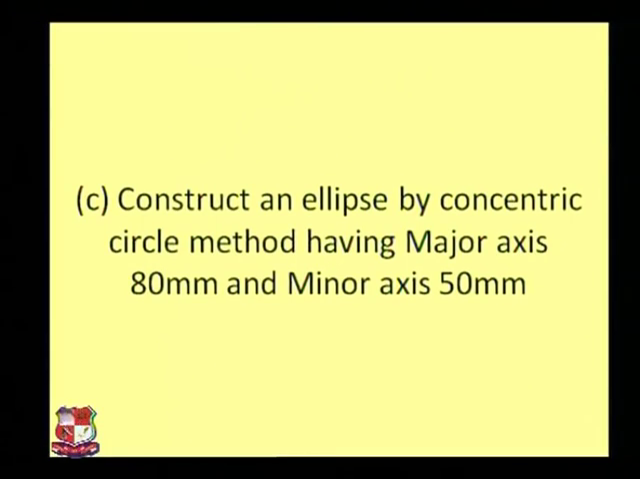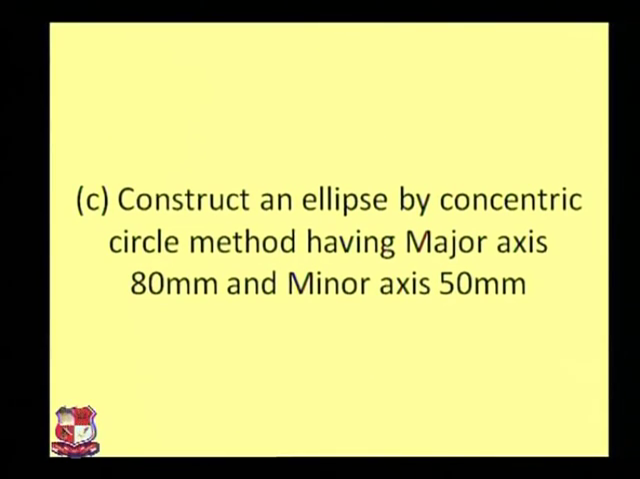Now we'll come again to our question. It has been asked that we need to draw an ellipse by concentric circle method. Major axis is given as 80 mm and minor axis is 50 mm. Now we know what is major axis and what is minor axis. Concentric circle means two circles having the same center but various radius or diameter. Here we have the same center but two diameters, one is 80 mm and another is 50 mm.